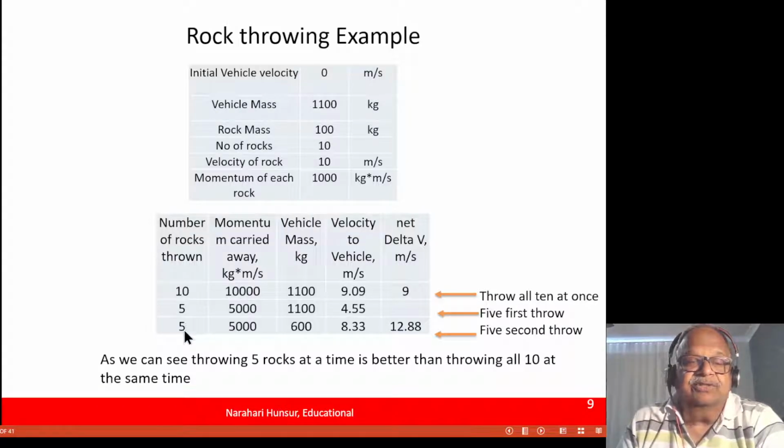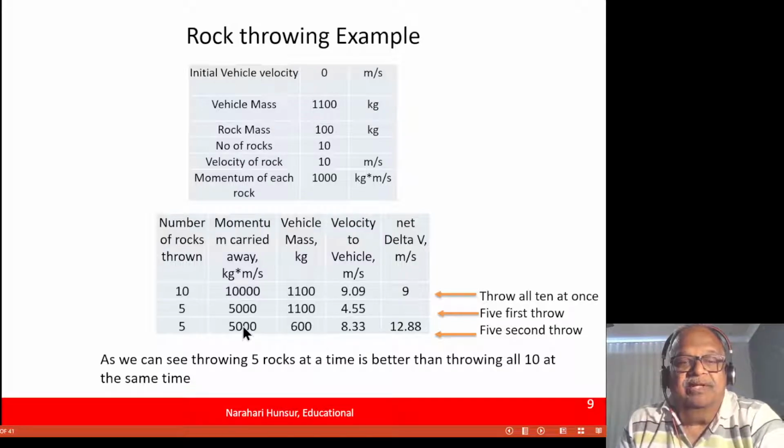After that, he throws the next 5 rocks. The same calculation, 5,000 momentum taken away. But now the vehicle mass from which he throws it is not 1100, but 600. Because it's 600 kg, the velocity increment is roughly about 8.33 meters per second. So the net velocity he gets is nearly 13 meters per second. If he threw all the 10, he would have got 9. If he threw 5 and 5, he would have got 12.88.